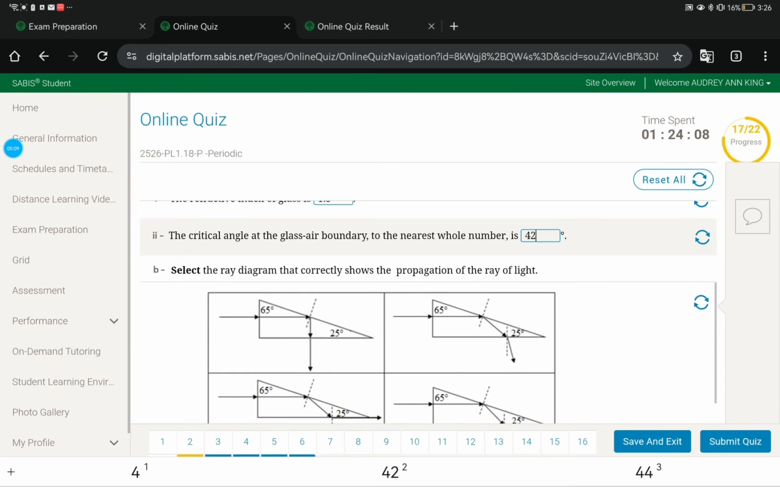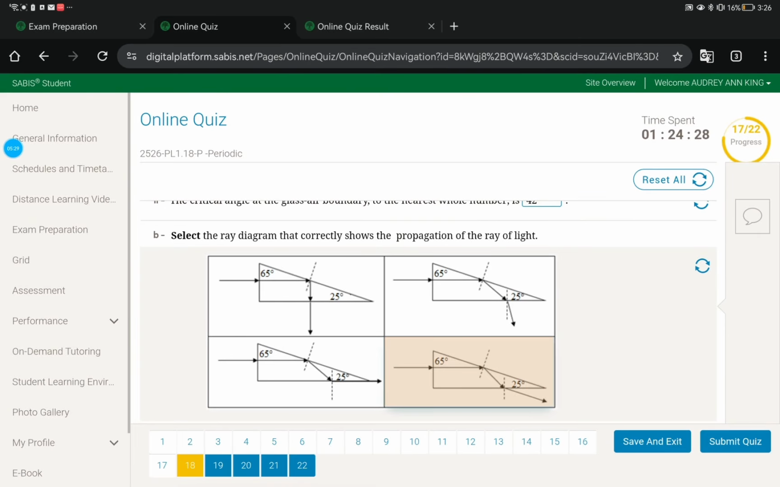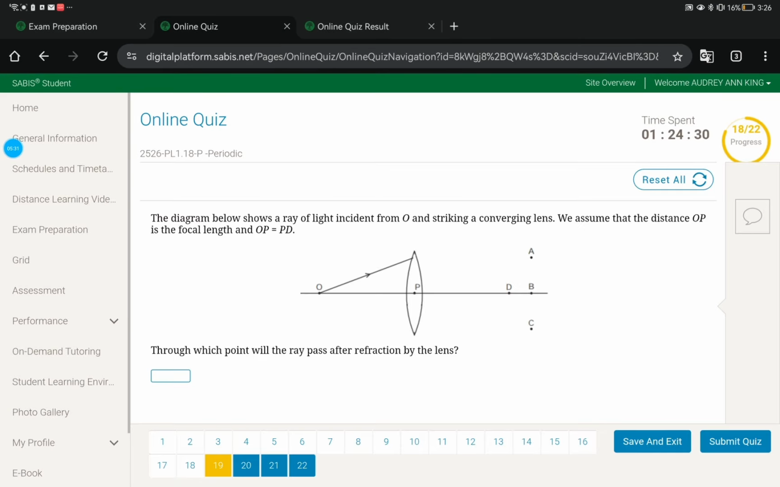42 after rounding. Select the diagram which directly shows the propagation of the ray of light. So first it's going to travel normally until, of course, you actually hit the glass itself, where it then bends, like refracts, and then it will refract again. So this one.